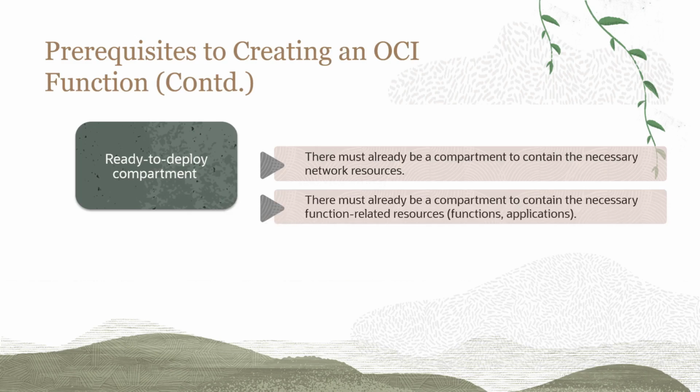There should also be a compartment to own function-related resources like functions and applications. Note that the same compartment can own both network resources and function-related resources. Alternatively, you can create two separate compartments for network resources and function-related resources.